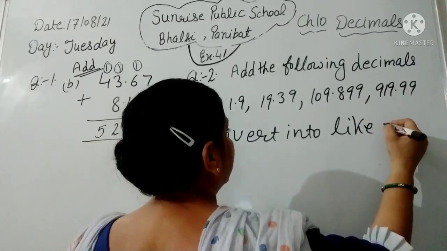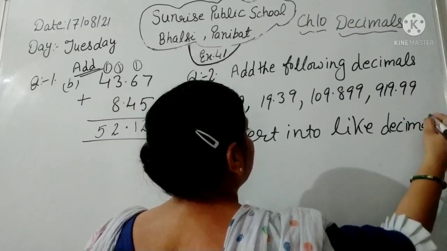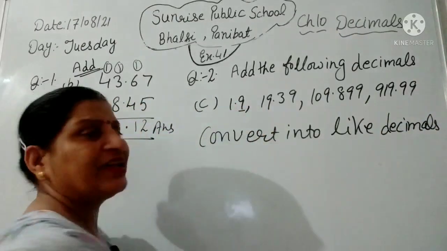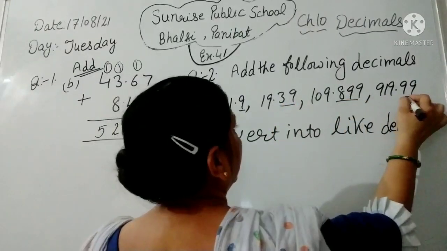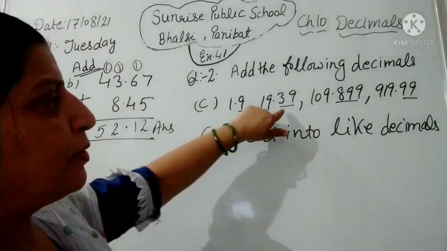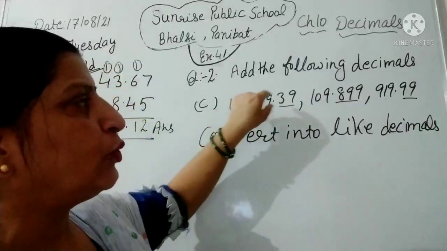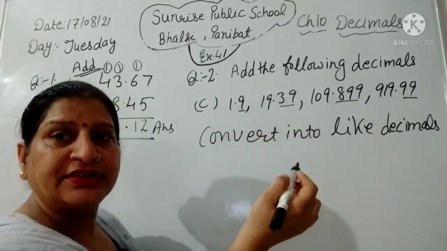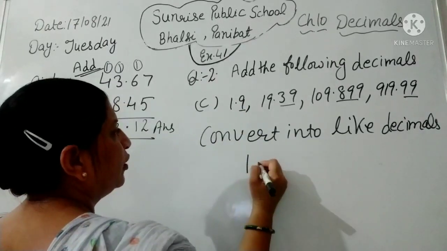In my previous video, I explained how to convert decimals into like decimals. Here we see after the decimal we have 1 digit, here 2 digits, here 3 and here 2 digits. Now we see the maximum digits after the decimal are 3. So we have to write all these decimals having 3 digits after the decimal. So let us restart. We write it here.